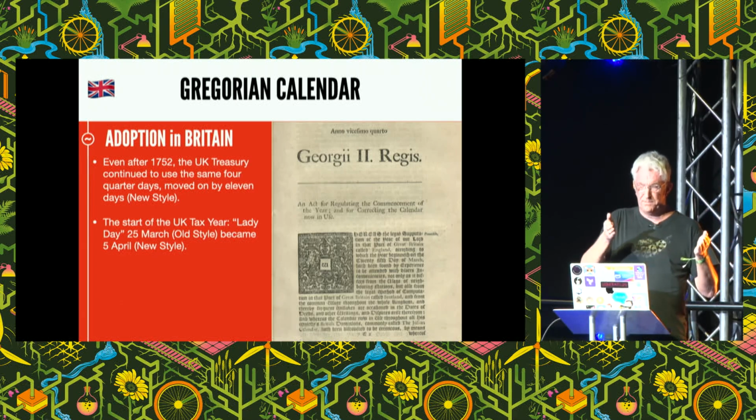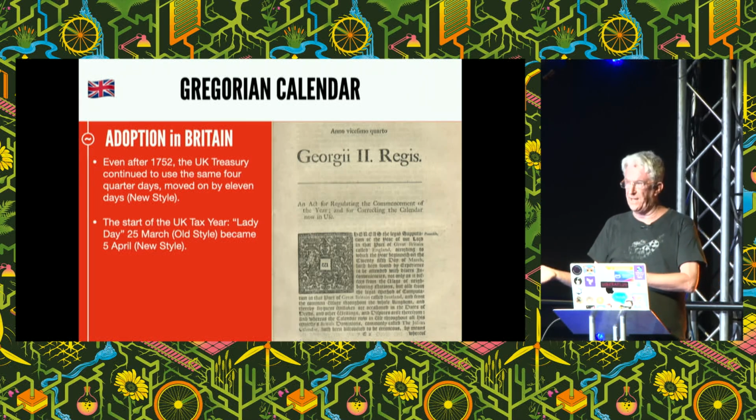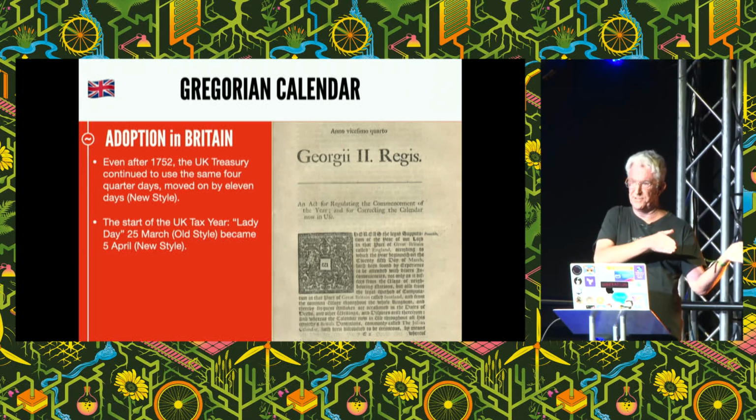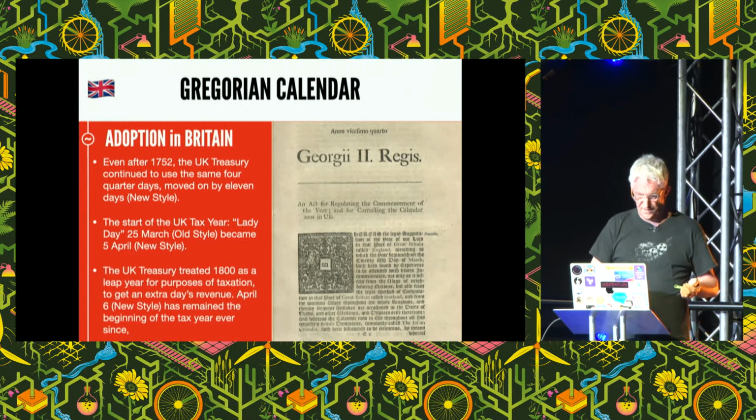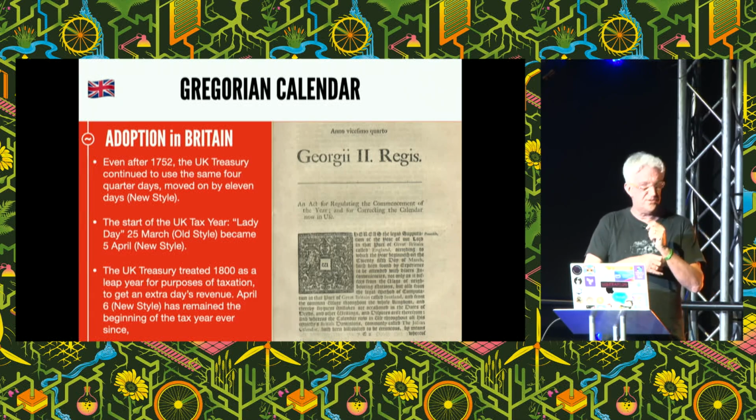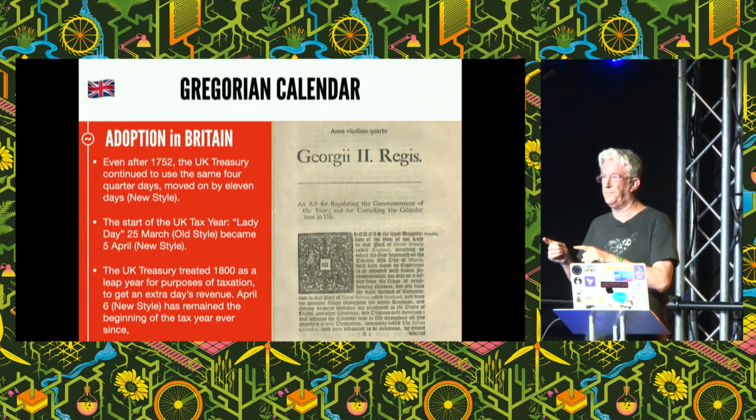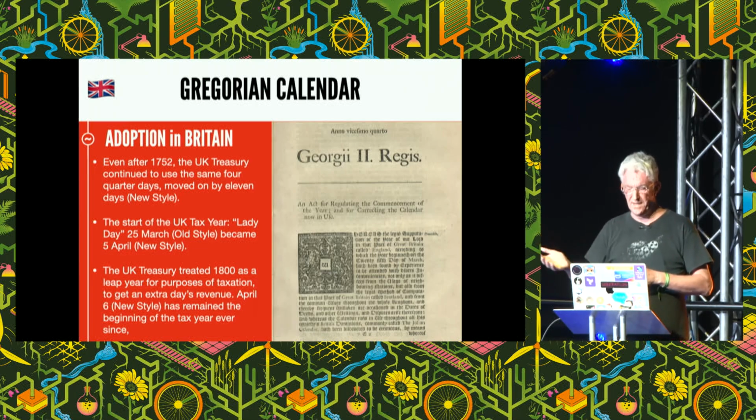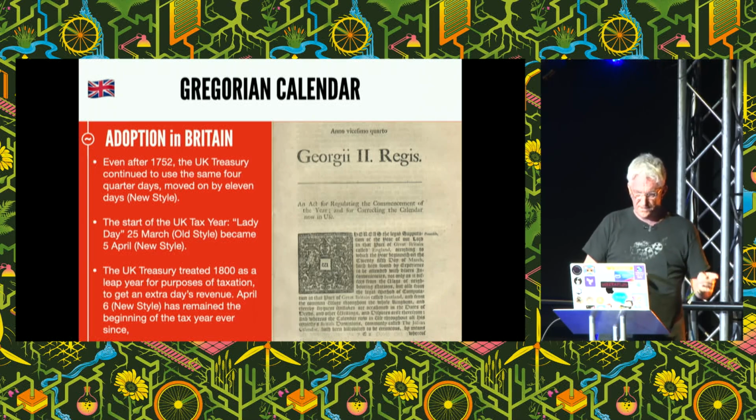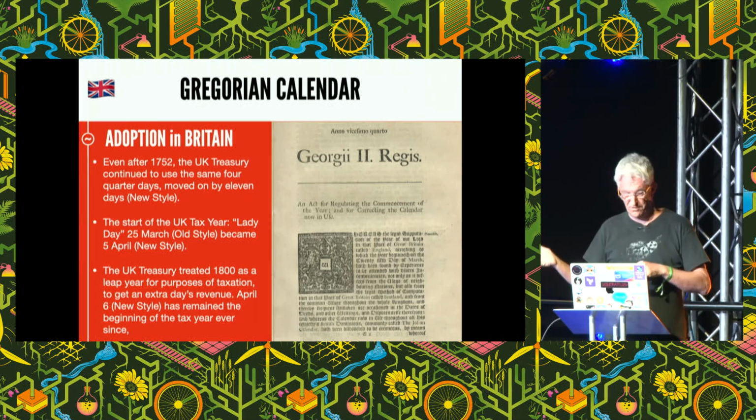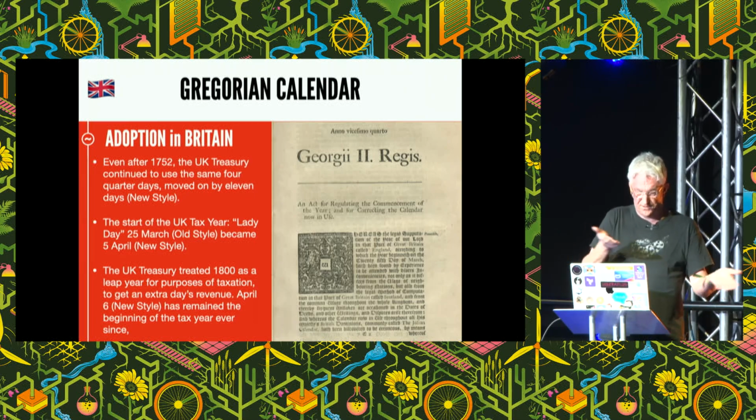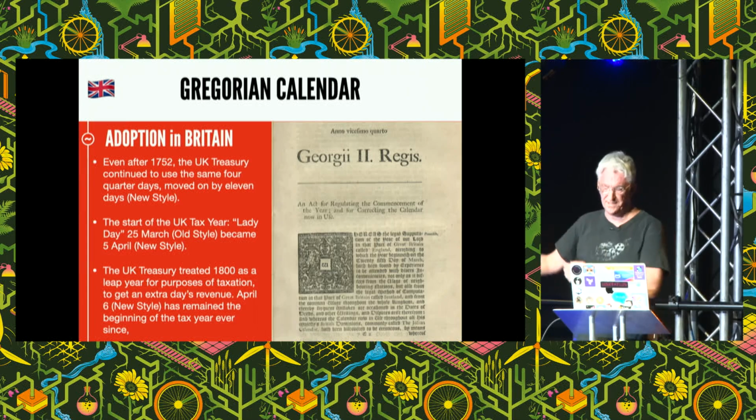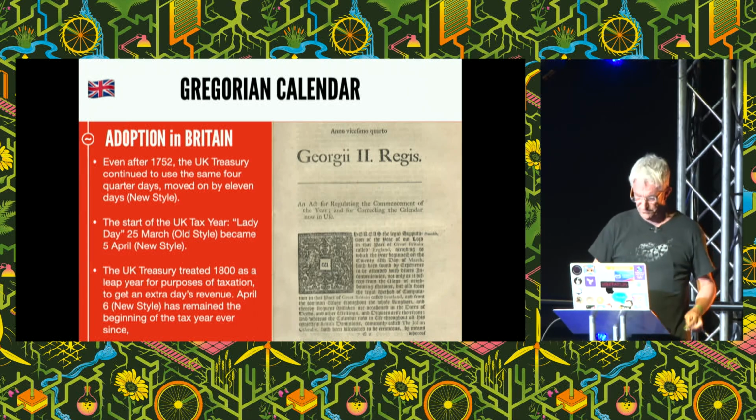So Lady Day was previously the beginning of the year, so that was 25th of March. That becomes the 5th of April, new style. So old style, new style. But 1800 comes along. That should be in the Julian calendar. That's a leap year, because every fourth year is a leap year. In the Gregorian rules, that's not a leap year. But the UK Treasury decided it was, and they get an extra day's revenue. Therefore, April 6th becomes the new tax year, and that's how the tax year got made. So that's how the sausage got made. It's really ugly.